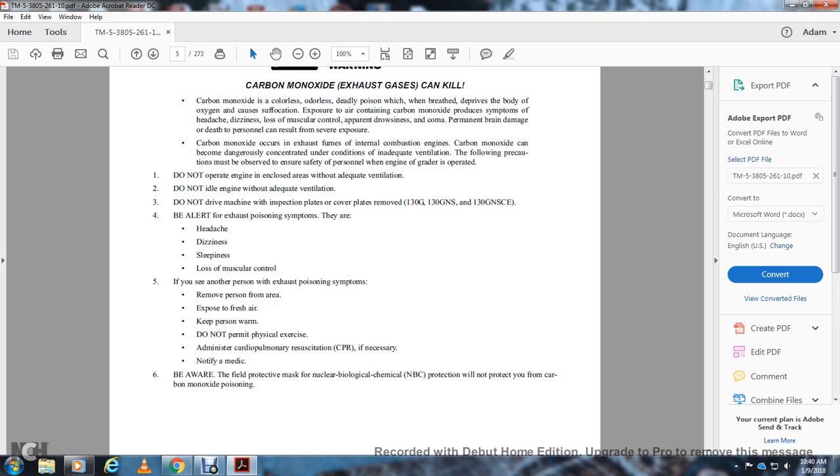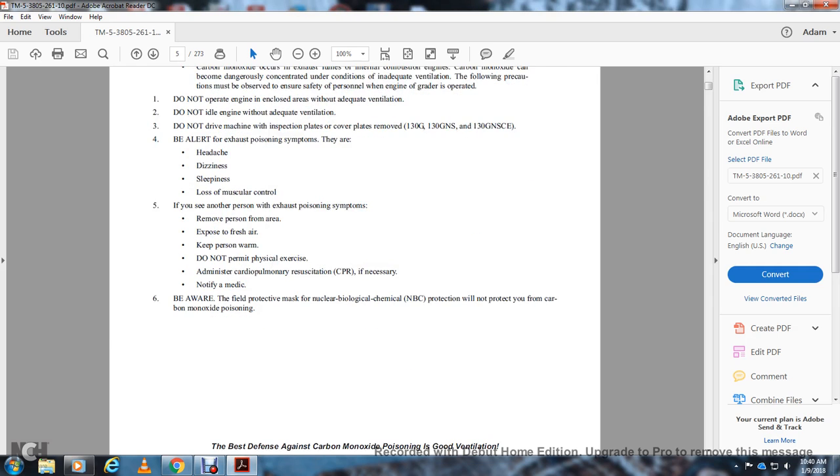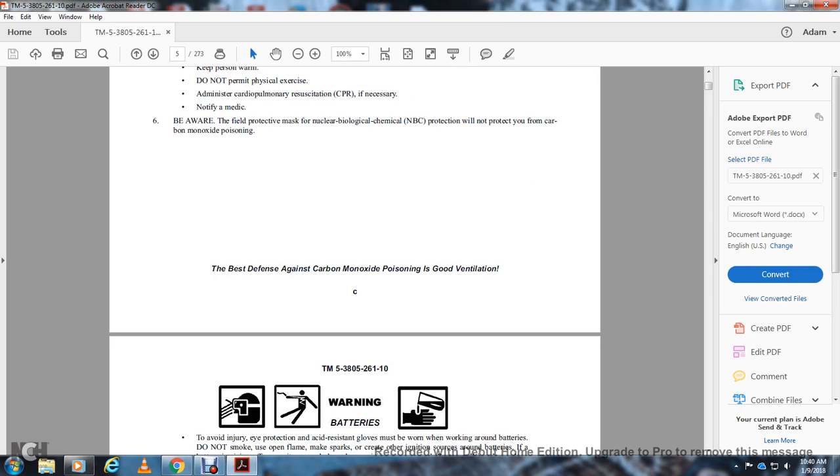Be aware, the field protective mask used for nuclear, biological, chemical protection will not protect you from carbon monoxide poisoning. The best defense against carbon monoxide poisoning is good ventilation.